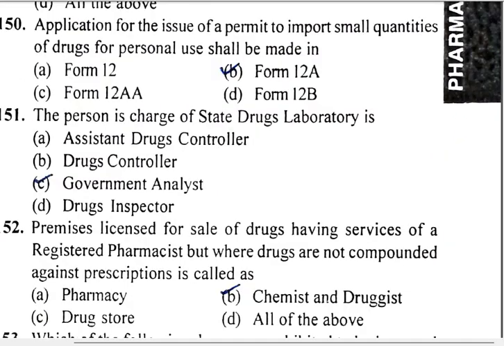Application for the issue of a permit to import small quantities of drugs for personal use shall be made in Form 12A. The person in charge of state laboratory is government analyst. Premises licensed for sale of drugs having services of a registered pharmacist, but where drugs are not compounded against prescription, is called chemist and druggist.